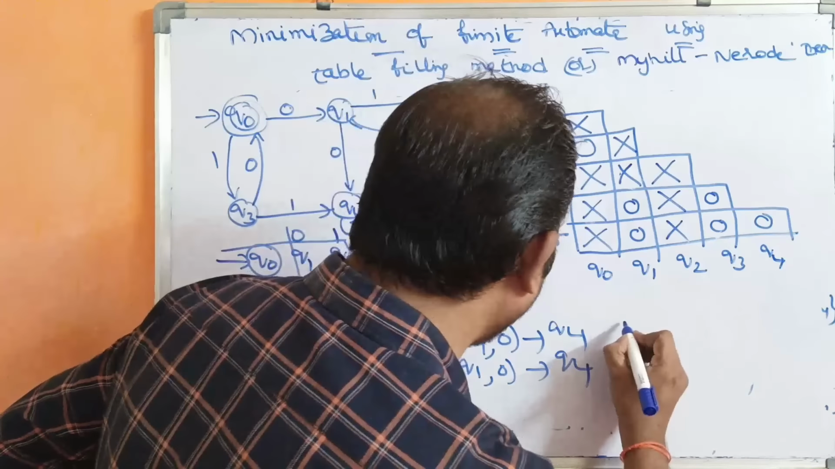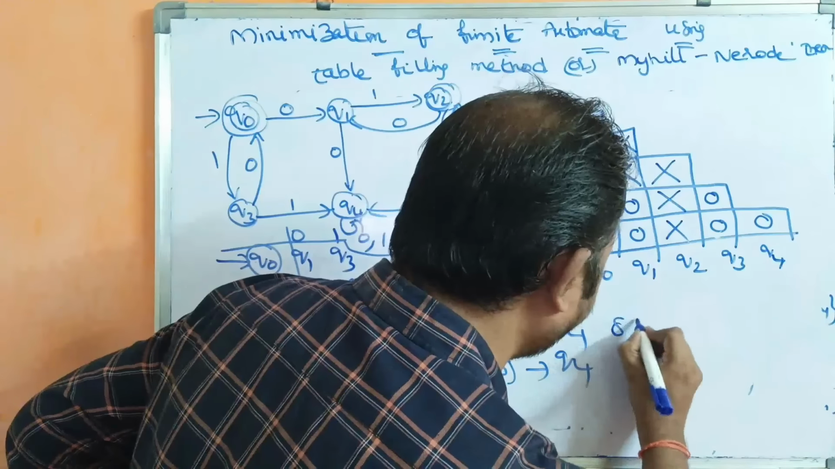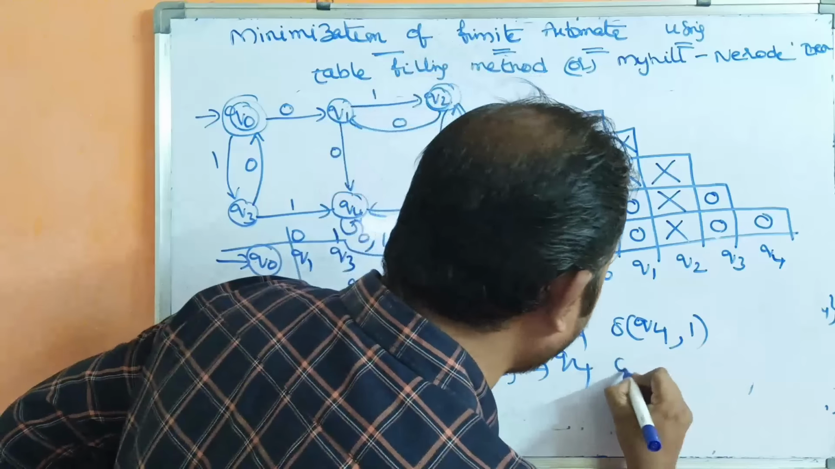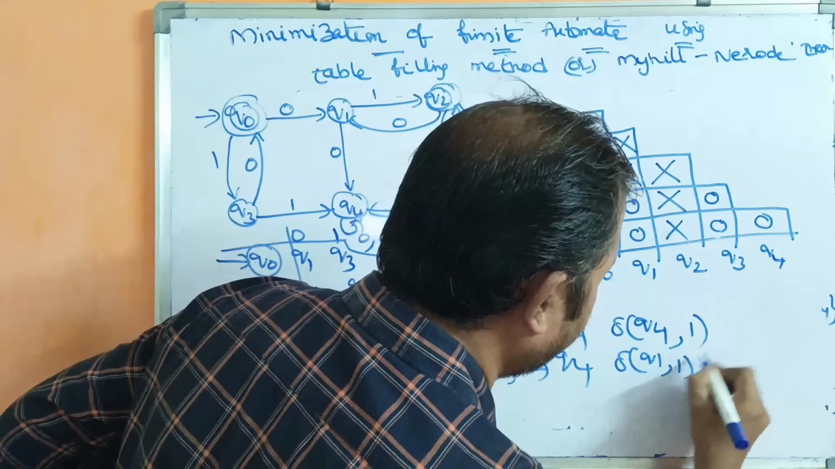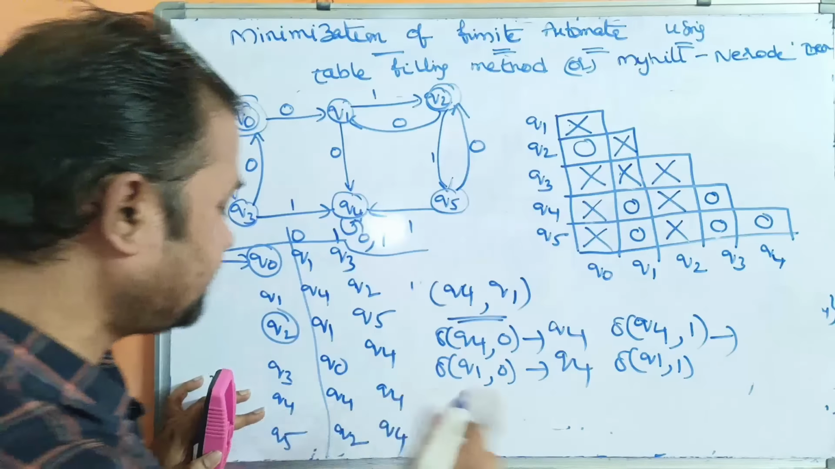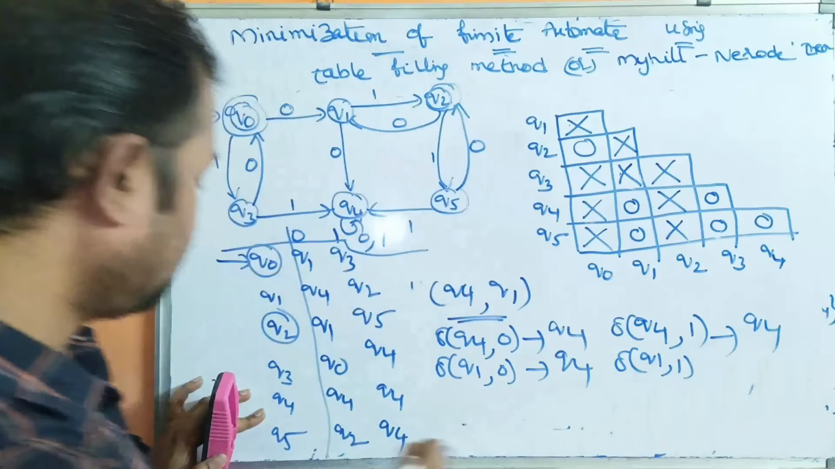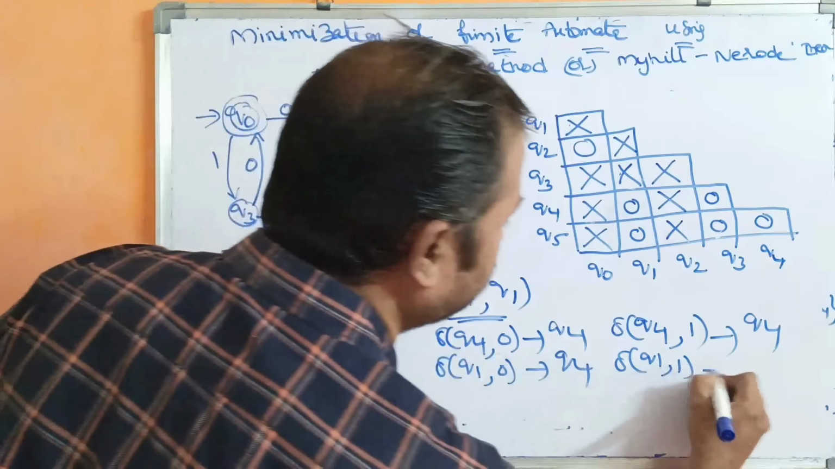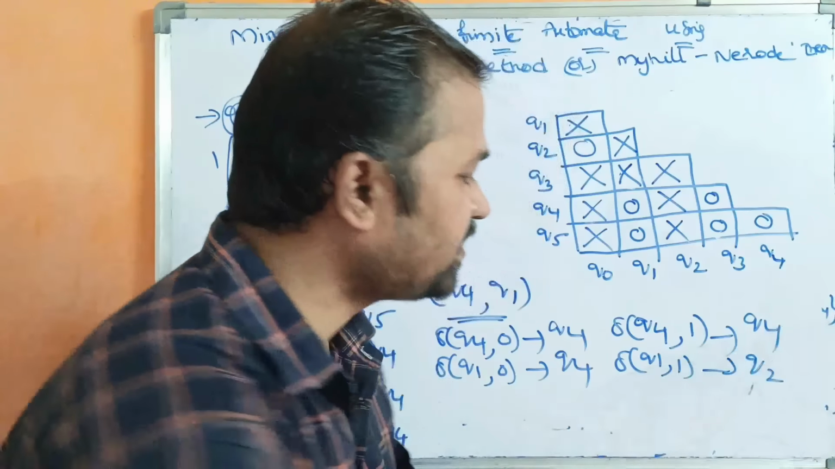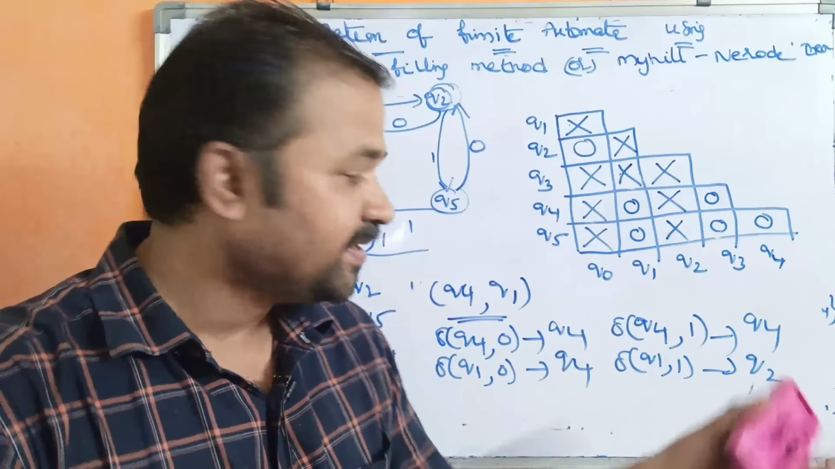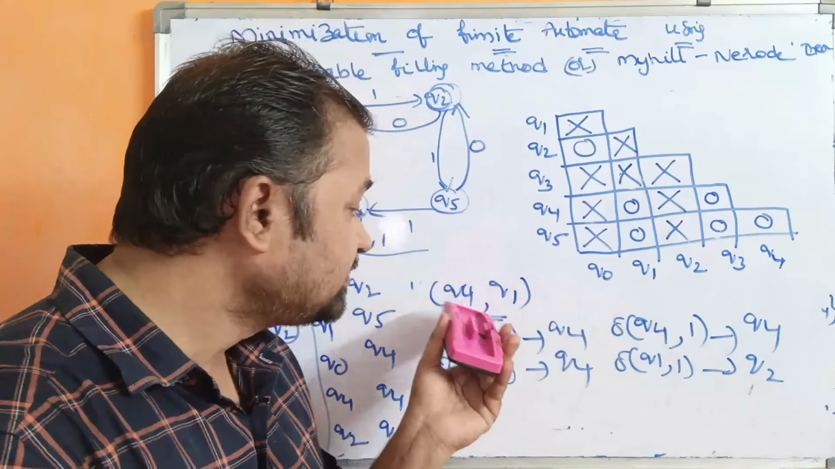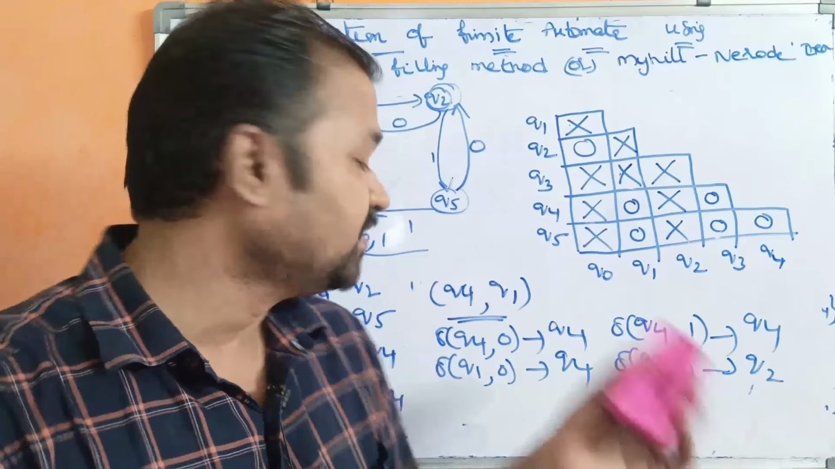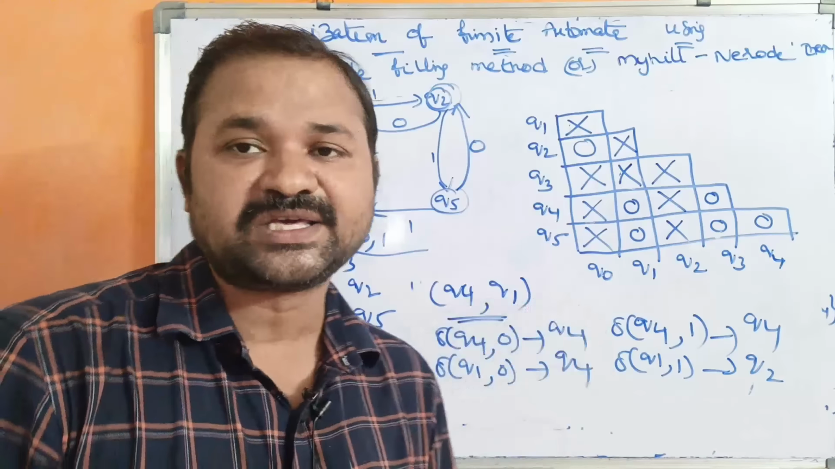So now we have to apply the next input symbol, 1. Q4 on 1 means Q4. Next, Q1 on 1 means Q2. Now we have to check whether Q4, Q2 is marked or not. If Q4, Q2 is marked, then we can mark Q4, Q1. Suppose Q4, Q2 is not marked, then it is not possible to mark Q4 and Q1.